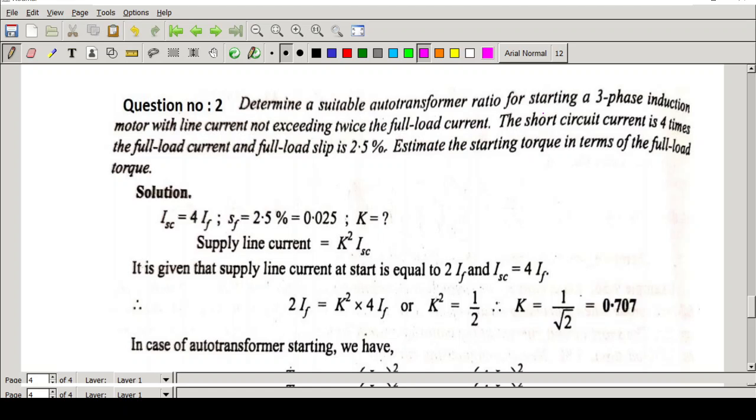Okay. The short circuit current is 4 times the full load current. That is also given. So short circuit current is 4 times the full load current. So that is a relation. Slip is given as 2.5%, that is 0.025. Slip will always vary between 2 to 5% for a three-phase induction motor. Okay. Now here you are supposed to find K, that is the autotransformer ratio, and also the starting torque in terms of the full load torque. Okay. Now let's see how to do this problem.